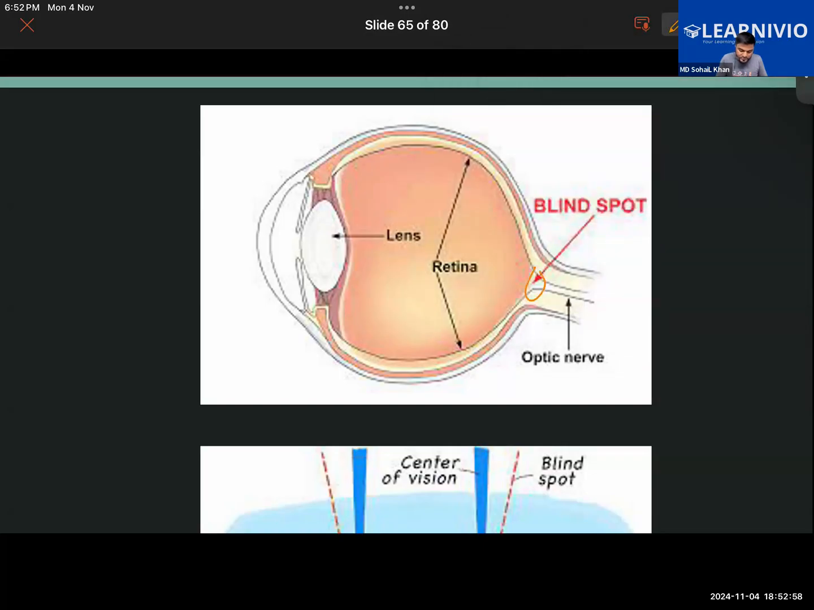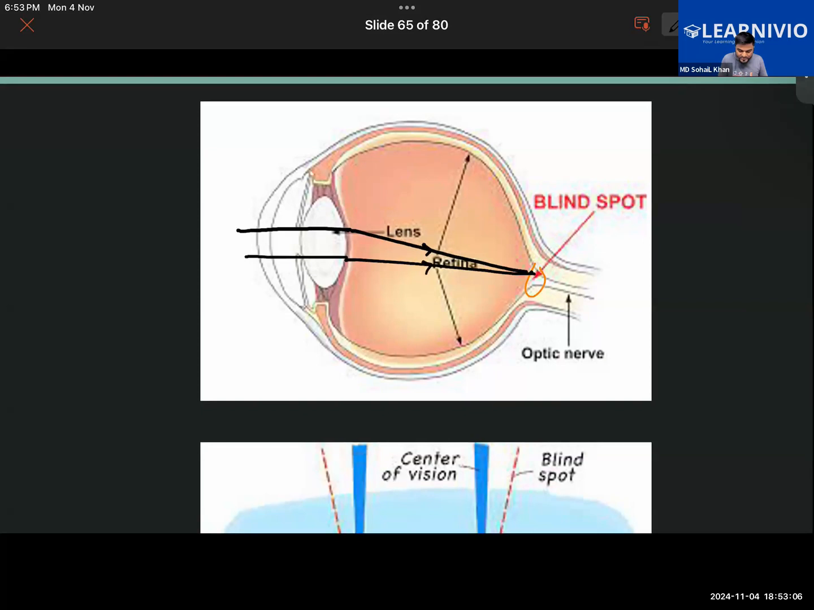Suppose the rays of light passing through the lens were to converge at this place where the optic nerve is leaving the retina. Will image formation take place here? Since there are no light sensitive cells, rod and cone cells are absent here, will there be formation of an image? No. Obviously no. Getting it.